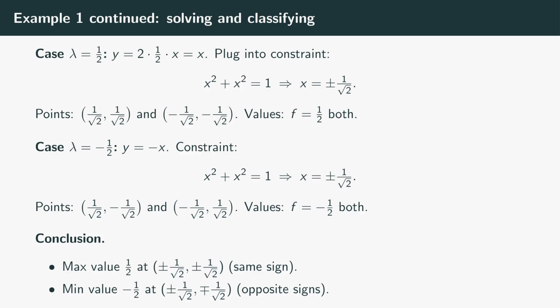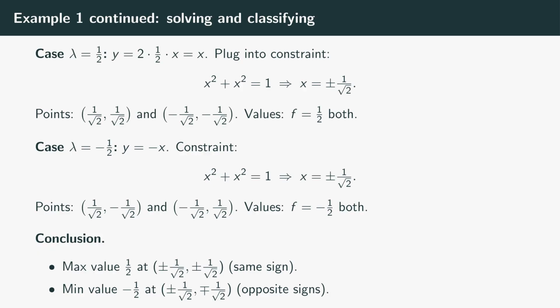The unit circle is compact and f is continuous, so by the extreme value theorem there must be a global maximum and a global minimum. The largest of our candidate values is 1/2. The smallest is negative 1/2. So the maximum of xy on the unit circle is 1/2, attained on the diagonal y equals x, and the minimum is negative 1/2, attained on the anti-diagonal y equals negative x.